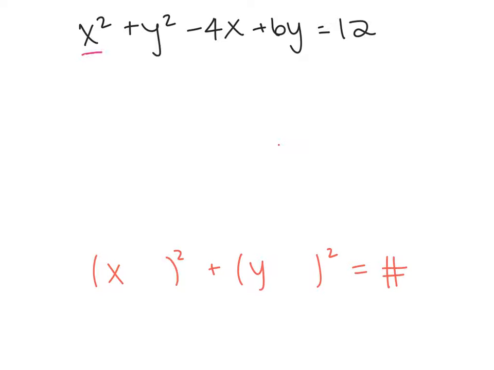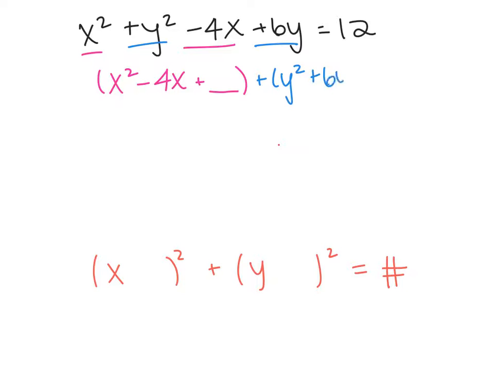So our first step is just going to be to group our x terms together, x squared minus 4x, and then I'm going to put a little plus blank in here because that's going to be one of our squares we complete. Then we're going to group our y terms together. So plus y squared plus 6y. And again, we're going to need to complete that square, so plus blank. And then it all still equals 12.